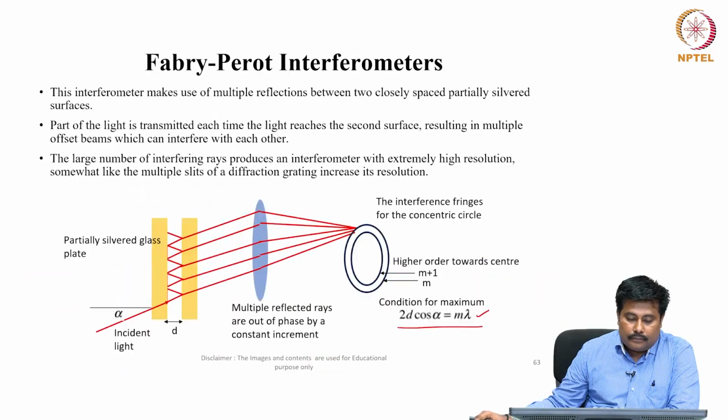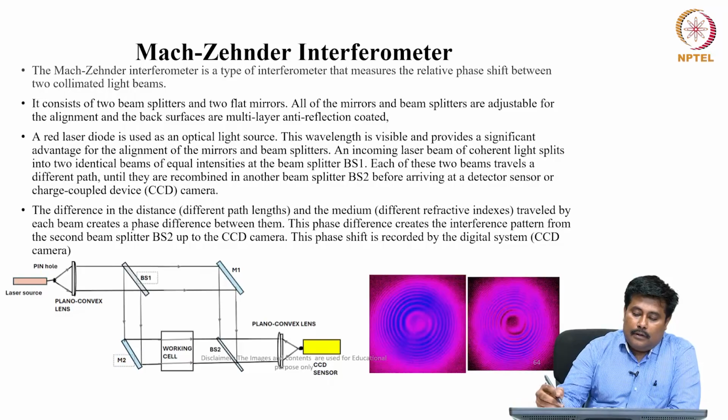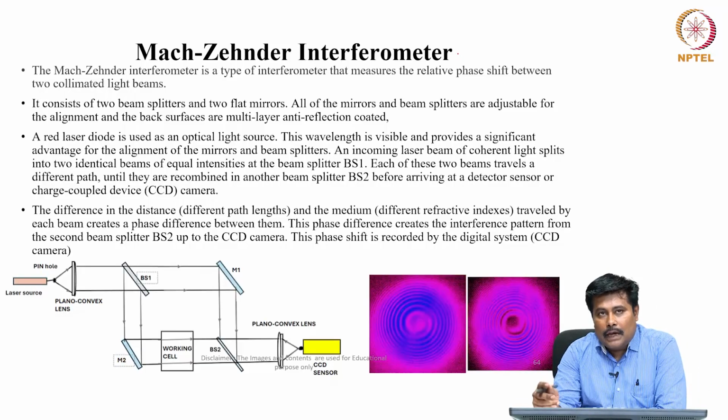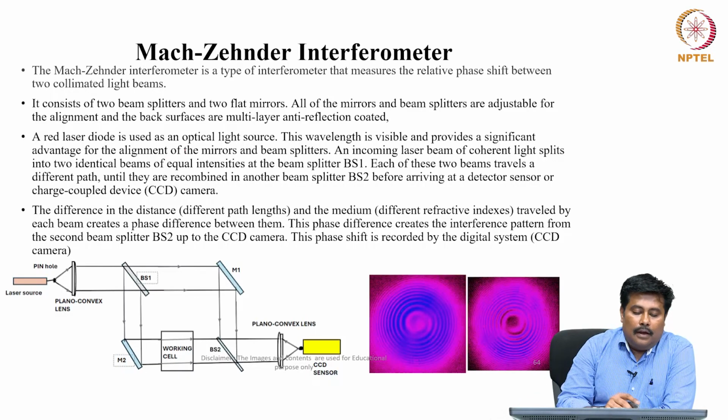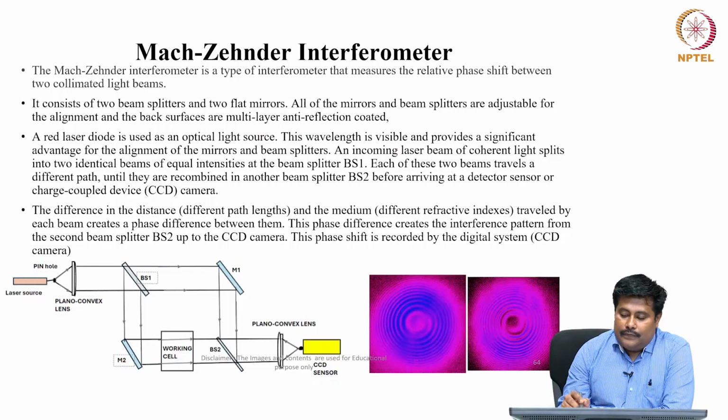Apart from the Fabry-Perot interferometer, Mach-Zehnder interferometers are also a type of interferometer that measures the relative phase shift between two collimated light beams. It consists of two beam splitters and two flat mirrors. All the mirrors and the beam splitters are adjustable for alignment, and the back surfaces have a multi-layer anti-reflective coating. A red laser diode is used as the optical light source. This wavelength is visible and provides a significant advantage for the alignment of the mirrors and the beam splitters.